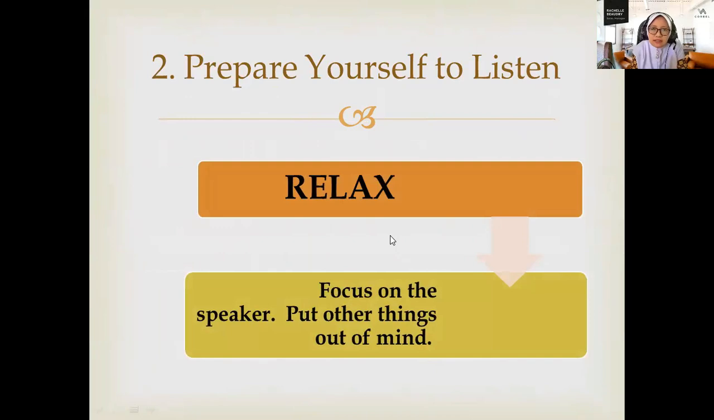Prepare yourself to listen. When you are going to prepare yourself to listen, you have to be relaxed. Focus on the speaker, put other things out of mind. Just focus on listening. Focus on the speaker. Okay? Not trying to listen to the others, but just focus on one thing and try to relax.